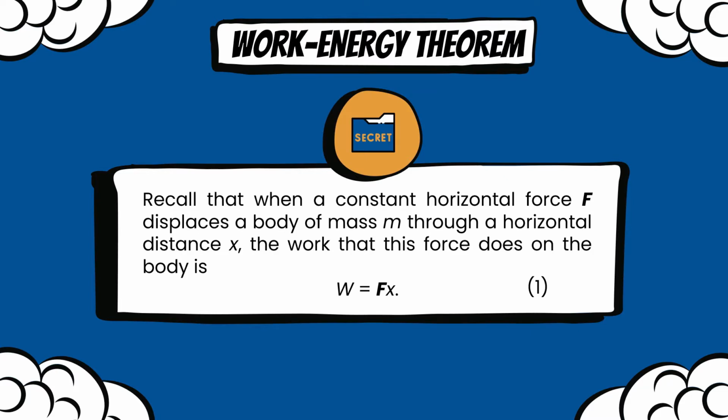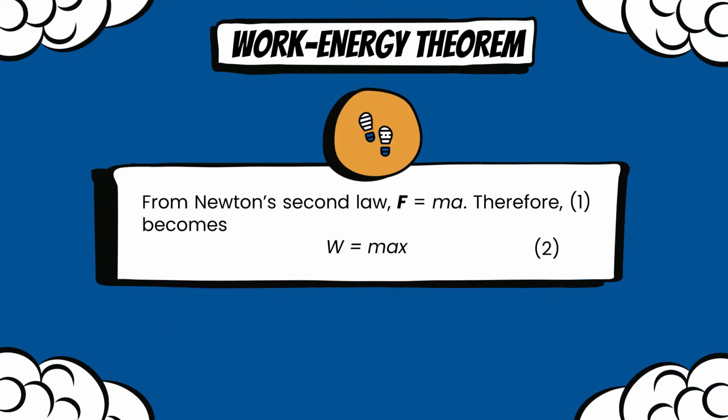We now proceed with the work-energy theorem. Recall that when a constant horizontal force F displaces a body of mass m through a horizontal distance x, the work that this force does on the body is W, which is equal to F times x. From Newton's second law, force is equal to mass times acceleration. Therefore, equation 1 becomes W is equal to max.